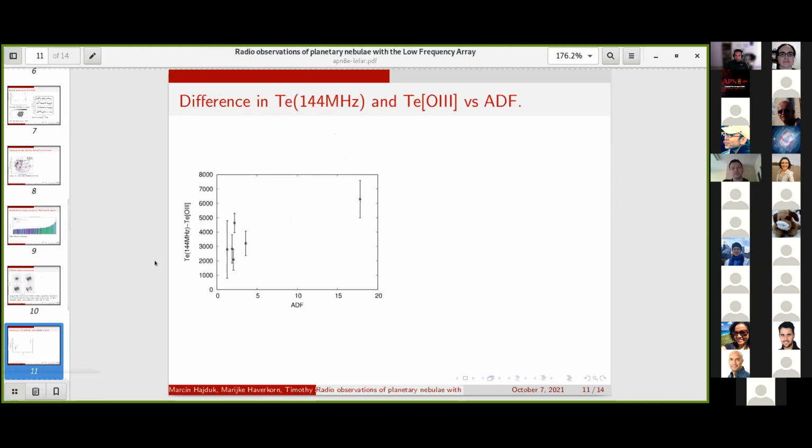So I compared the difference in electron temperature observed from my observations with the electron temperature from collisionally excited lines. And here is the difference versus abundance discrepancy factor. I can see that for high abundance discrepancy, I also observed a big difference between my temperature and the temperature obtained from O III. So this supports that I obtain low temperatures because of this cool plasma component.